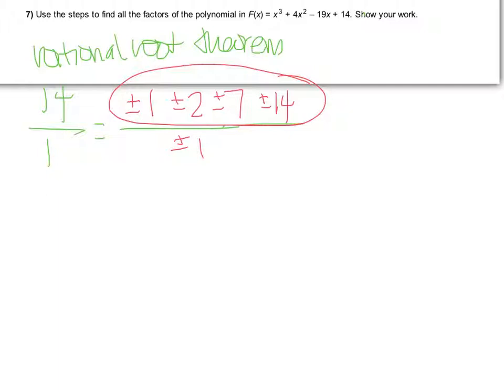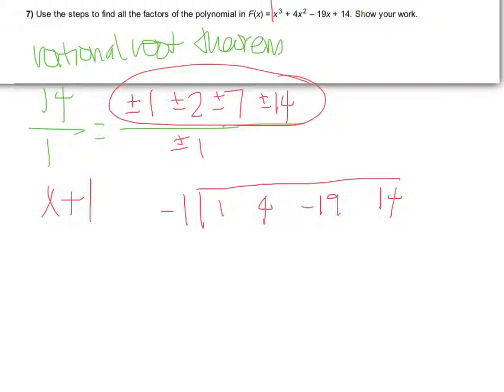So since I have 8 possible factors, I'm going to pick one of them and I'm going to try synthetic division. I'm going to try the factor x plus 1. So that means for synthetic division, I'm going to do -1 and then my division symbol. My coefficients are 1, 4, -19, and 14.